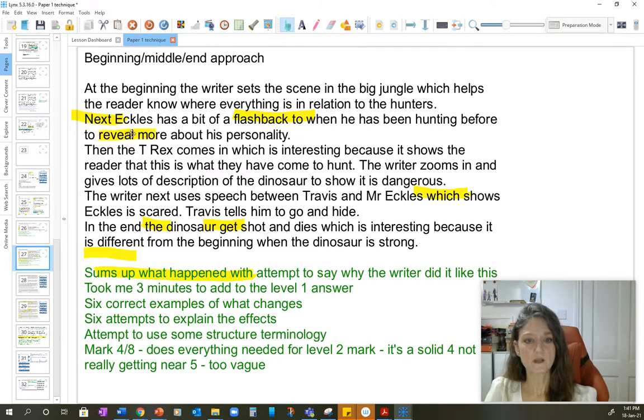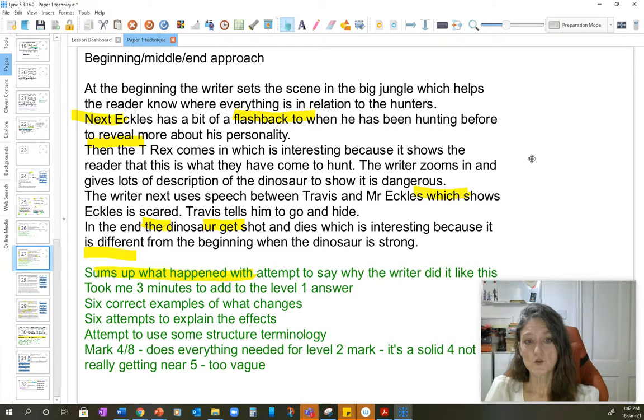Then, so we could have reveal or we could have then for our structure words. Then the T-Rex comes in, which is interesting because it shows the reader that this is what they've come to hunt. Okay, so can you see why that is a little bit better than the simple one? Up until this point, we didn't know what they were searching for, what they were hunting for. And so that's what's going on here.